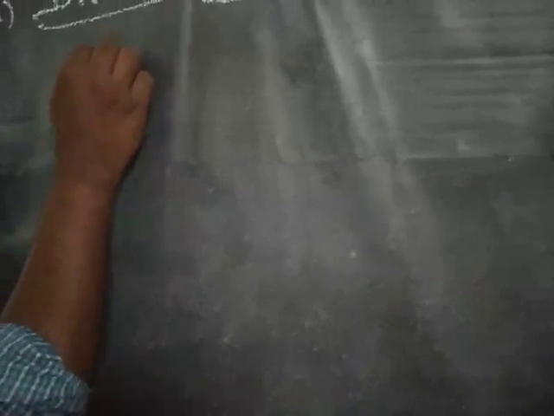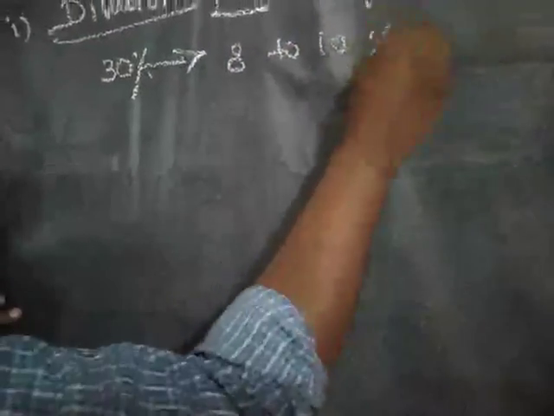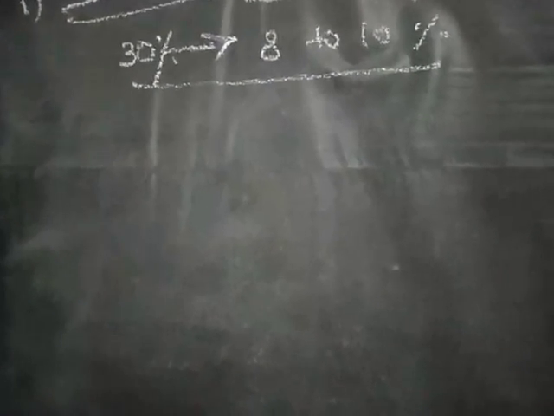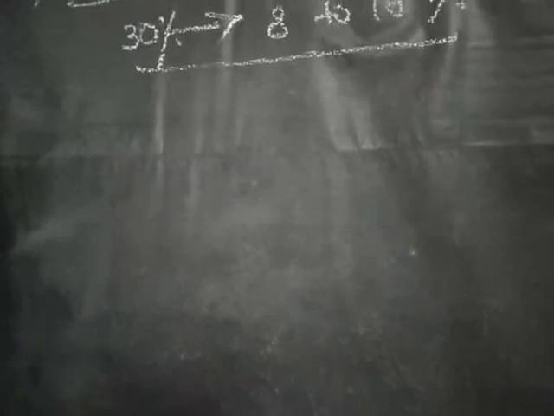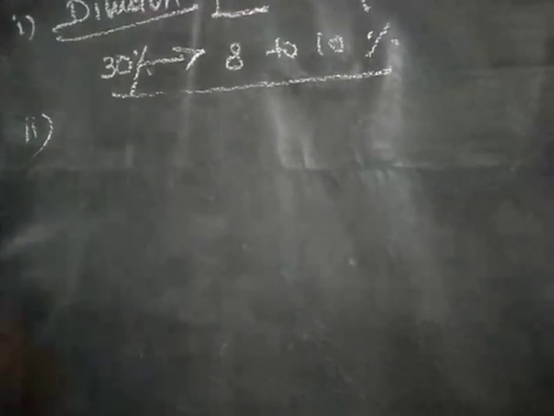What is meant by dilution? Already the molasses contains 30% of sucrose. By adding water, it is converted into 8 to 10%. The 30% molasses is converted into 8 to 10% molasses by adding water. That is the first process. What is the name of this first process? Dilution of molasses. The second one is addition of nitrogen sources.